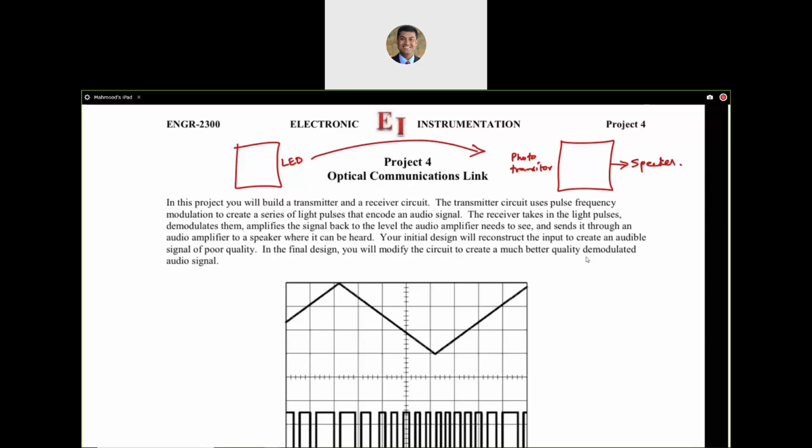Let's see how this goes. So this design involves a lot of steps, a lot of components, and we do not have those at hand. So I have already built the transmitter and the receiver. My goal is going to be to talk about some key concepts about this project, which shouldn't take more than 15-20 minutes. And then I will do the demo.